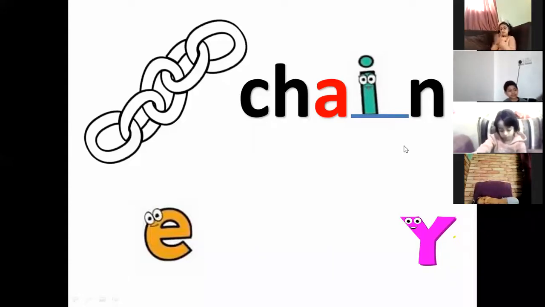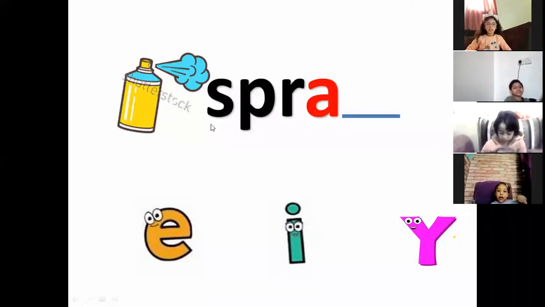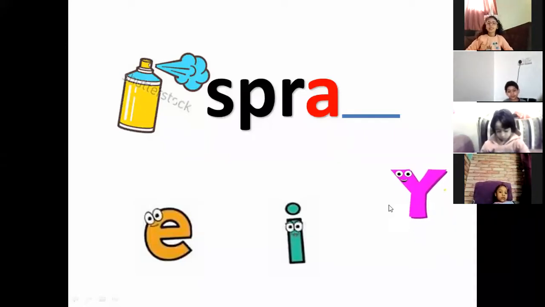Now I'd like to go to Anne. Unmute yourself, Anne. What is this, Anne? Yes, habibti, this is spray. What is the friend here close at the end? At the end. E, I, Y. Why?